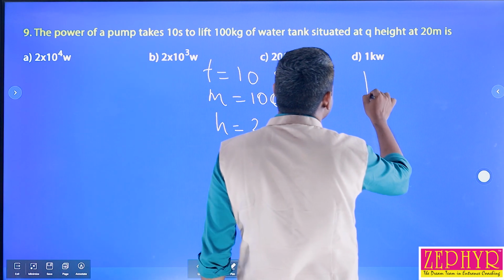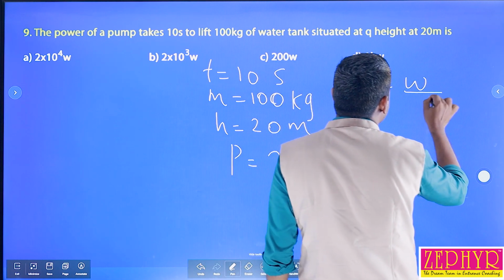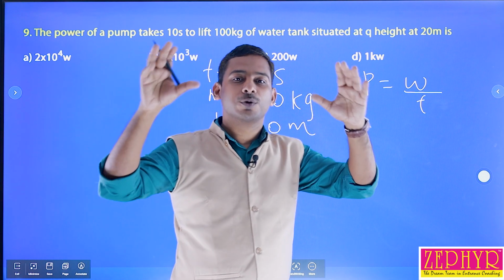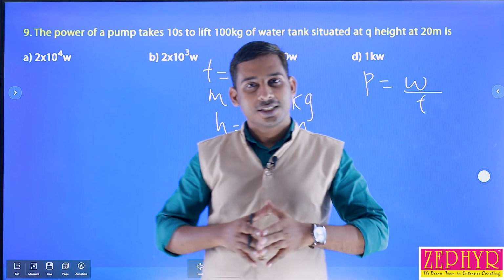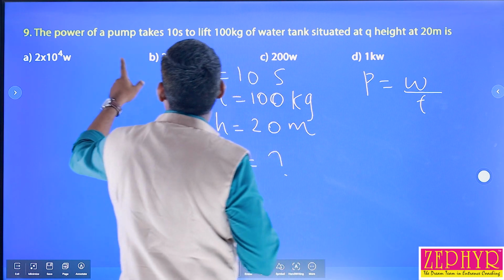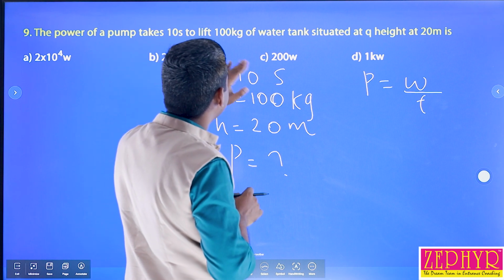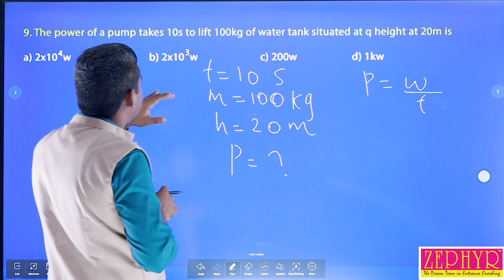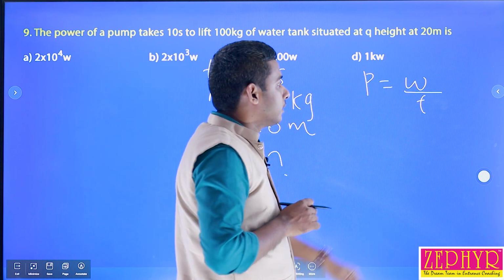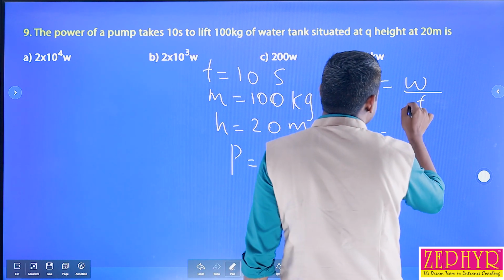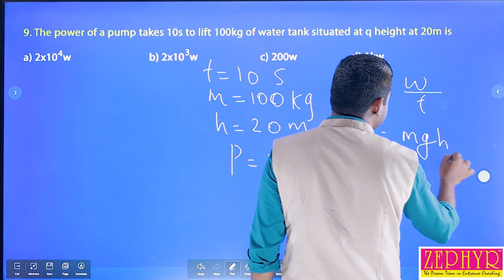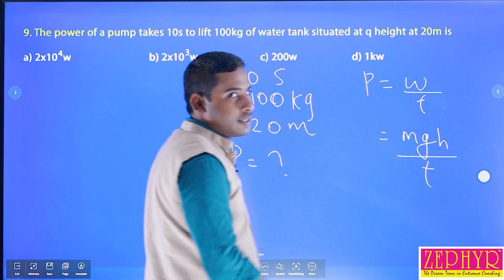So, students, see, power equal to work by time. Actually, the work is equivalent to energy. So, they are saying power of a pump takes to lift 100 kilogram of water tank situated at a height. So, we can say this work is equivalent to the potential energy. That means you can write mgh divided by t.